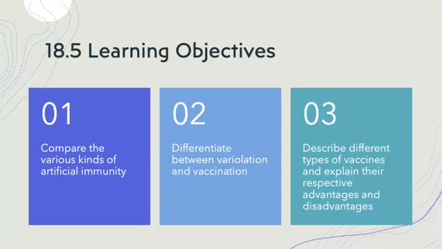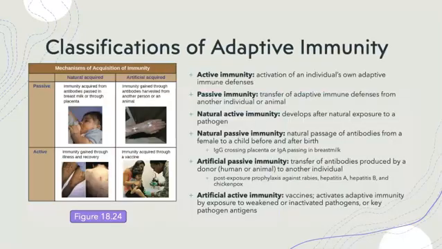So let's look at our learning objectives first. We want to compare the various kinds of artificial immunity, differentiate between variolation and vaccination, and describe different types of vaccines and explain their respective advantages and disadvantages. So we'll start off just describing what classifications of adaptive immunity we have. We have our active and passive immunity.